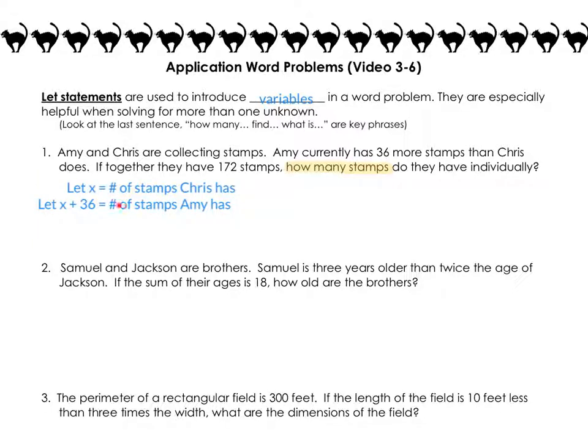Okay, so now we have my let statements that tell us how many they have. If we know that together they have 172, that means I need to add the stamps Chris has and Amy has. So I'm going to add the x and the x plus 36. So I can say that the number of stamps Chris has, x, plus the number of stamps Amy has, x plus 36, equals the total, 172. I could distribute here, but it's not going to change anything. So I have two x's. I'm going to put those together. So I have 2x plus 36 equals 172.